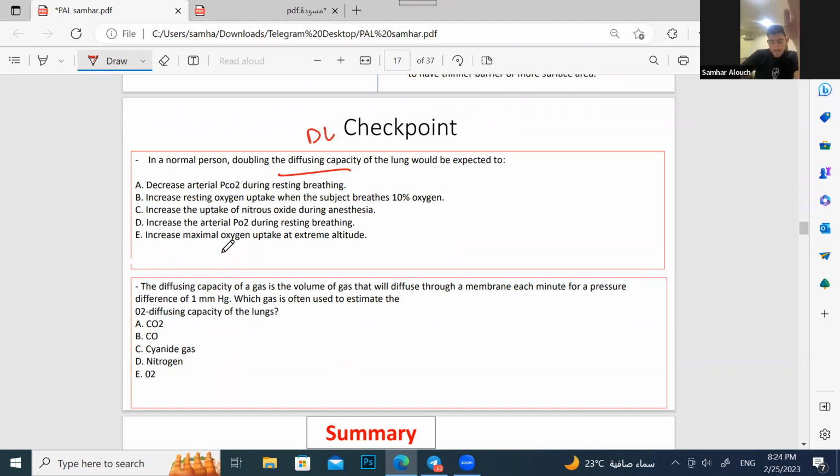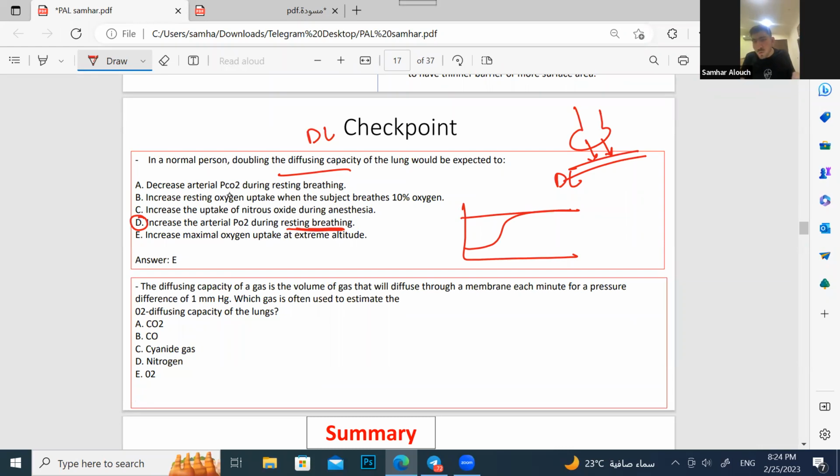Actually, it is E. Why? He is saying that you increased the diffusing capacity, so now you increased the amount of oxygen that is passing. In D, it's resting breathing, so you already reached the max. Even if you increase the DL, you are doing nothing. Why? Because you are perfusion limited.